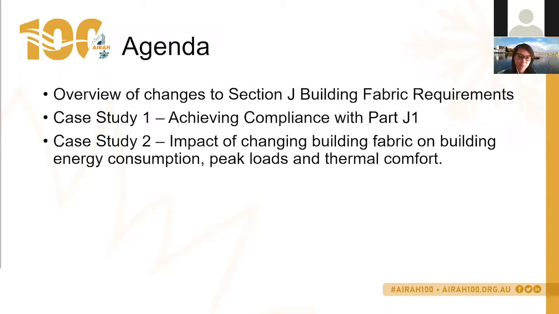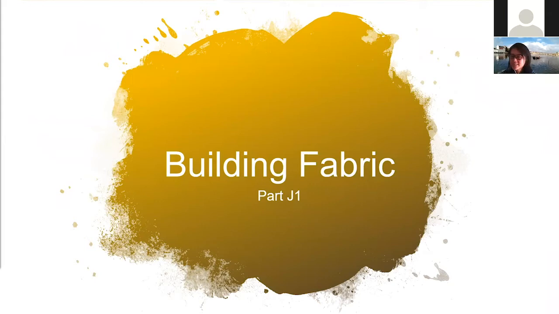But with the case studies, we have two parts to it as well. The first is just going through a standard office building with curtain wall construction and seeing how we have to change the design of the wall glazing construction in order to achieve compliance to Section J. In the second case study, we're not so much looking at compliance anymore, but at the overall impact of changing the performance of building fabric, such as your glazing performance, on the building's energy consumption, peak loads, and thermal comfort, largely because we are AIRAH, so we are in the industry of providing building services for aircon.